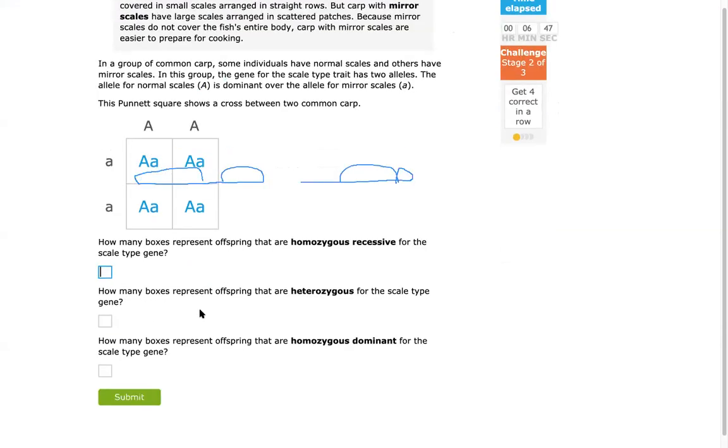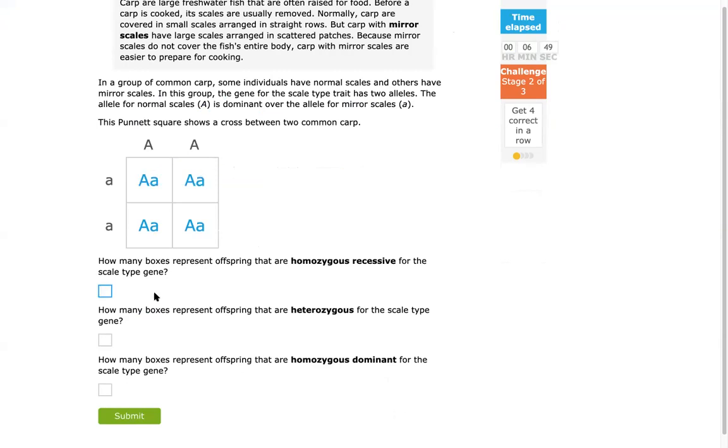All right. So it's asking, how many boxes represent offspring that are homozygous recessive? Homozygous recessive. That means the same letter of the recessive gene. That would be two lowercase a's. That is homozygous recessive. How many of those do we have? Looking at the chat box for answers. Zero from Loria Allen. All right.